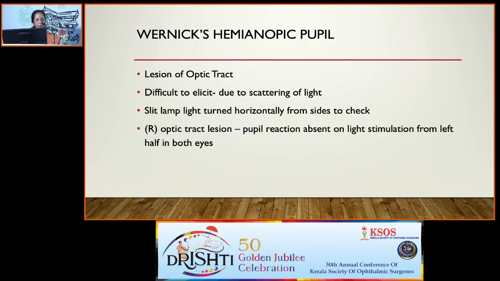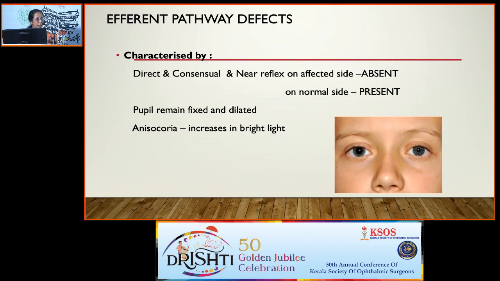Wernicke's hemianopic pupil is due to lesions in the optic tract, and in a right optic tract lesion, the pupil reaction will be absent when there is light stimulation from the left half in both eyes because of the crossing nasal fibers and the ipsilateral temporal fibers.